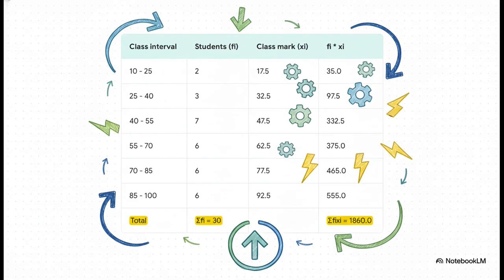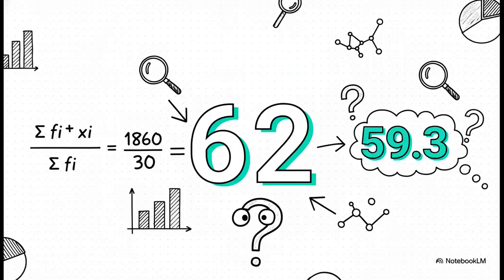Okay, look at this. It's all laid out for us. We have our class intervals, the number of students, fi, and now our new secret weapon, the class mark, xi. And from here, the process is exactly the same as before. We just multiply our fi by our new xi. So for that first row, it's 2 students times the class mark of 17.5, which gives us 35. We do that all the way down, add up that final column, and our new sigma fi times xi is 1860.